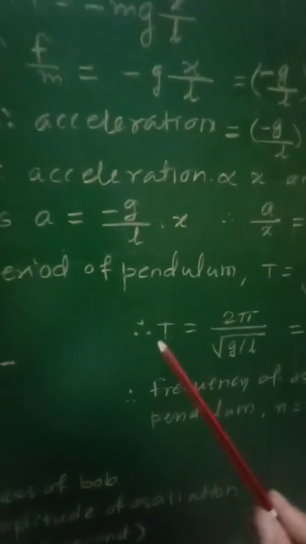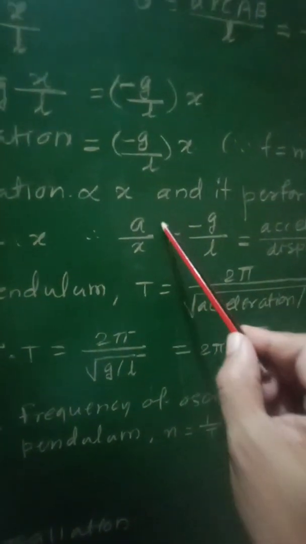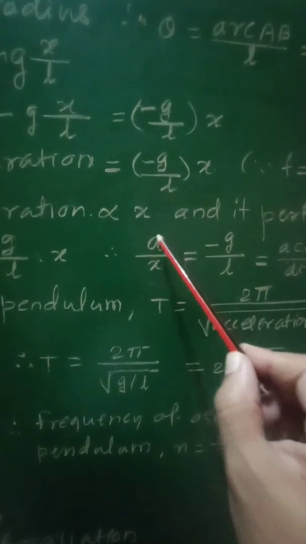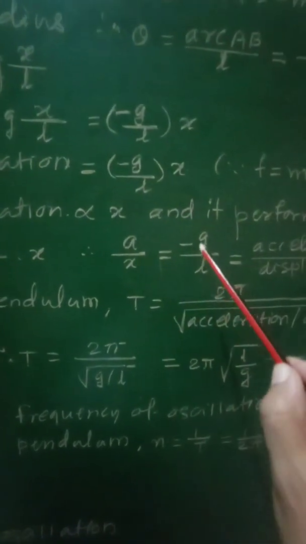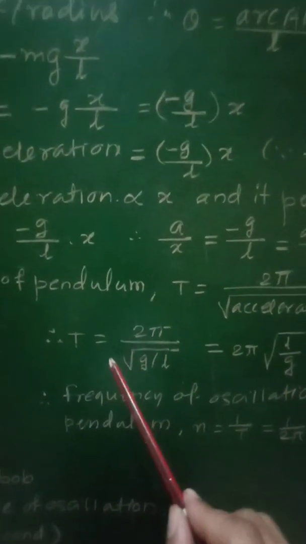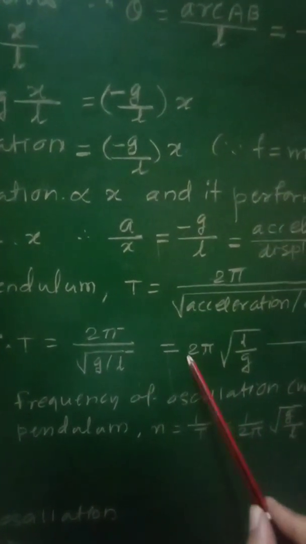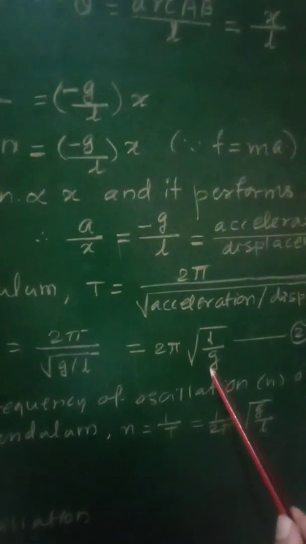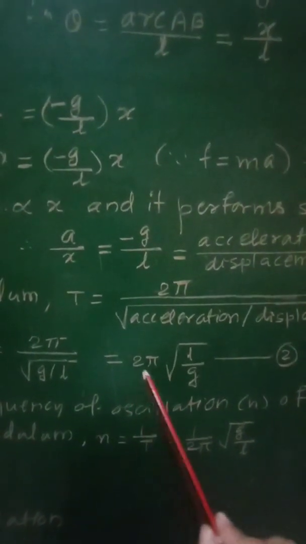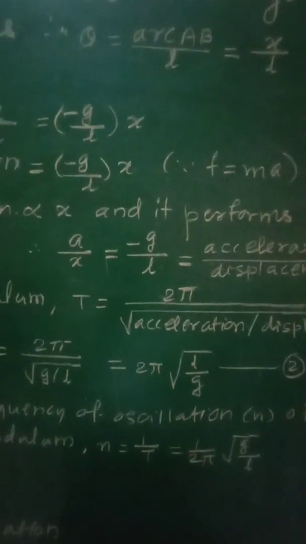So that will be written as T equals 2 pi upon square root of g by L, because acceleration per unit displacement is this. So that is omega square. So omega will be equal to square root of a by x, that is square root of g by L, considering only the magnitude. And therefore T equals 2 pi upon square root of g by L. This will be written as 2 pi into square root of L by g, as equation number 2. So T equals 2 pi square root of L by g. This will represent the period of simple pendulum.